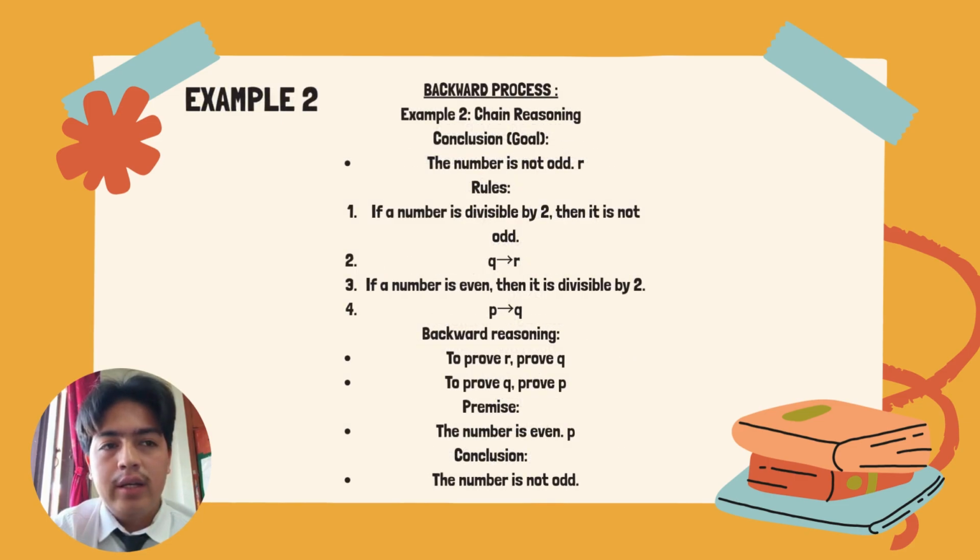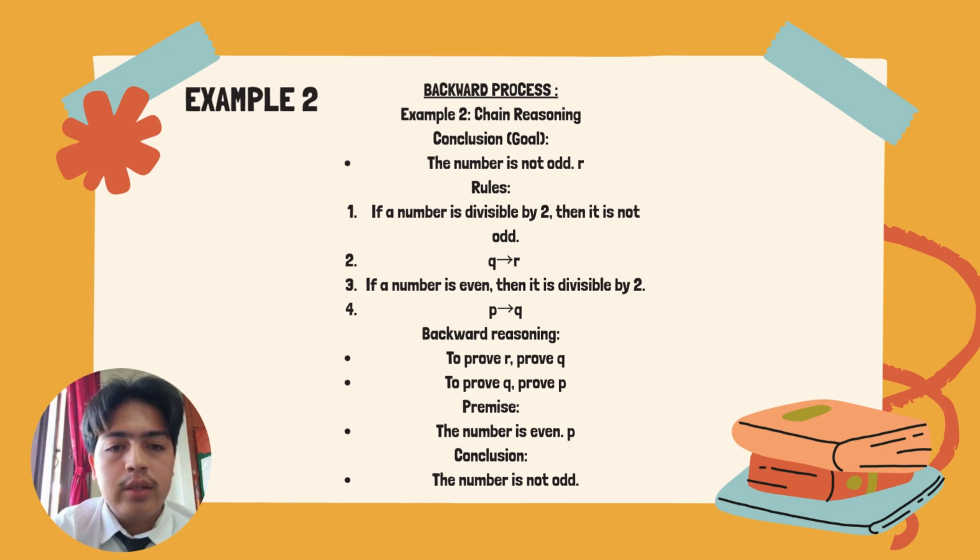So for example 2, we use chain reasoning. For the conclusion, we conclude that the number is not odd, so it is R. And for the rules, number 1, if a number is divisible by 2, then it is not odd.